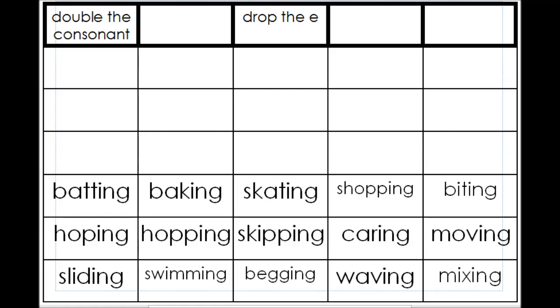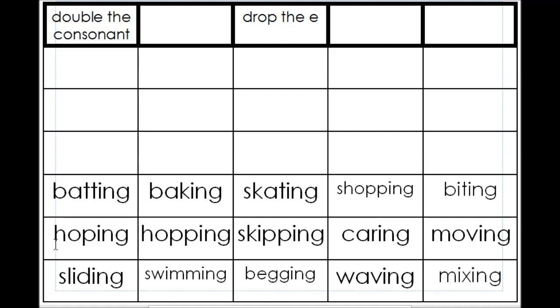Alright, as you can see, we have words that are pretty similar to the words you had last week, except this week we are just practicing the ing ending and not the ed ending. But these rules will apply whether you're adding the ed or ing. Let's read our words first.